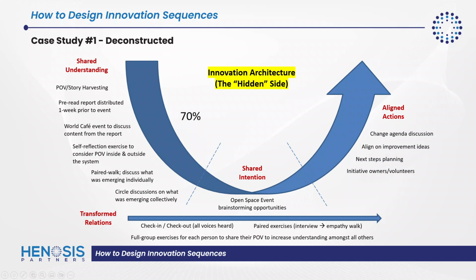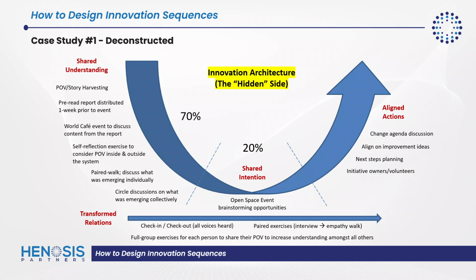Now, as you design your own innovation sequences, I would encourage you to allocate upwards of 70% of your time towards trying to create a shared understanding amongst the various stakeholders. The reason for this is that without creating a shared understanding, you never get to a point of creating a shared intention, to creating common goals.